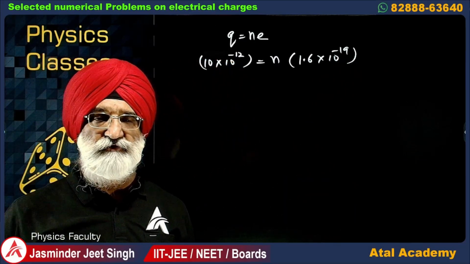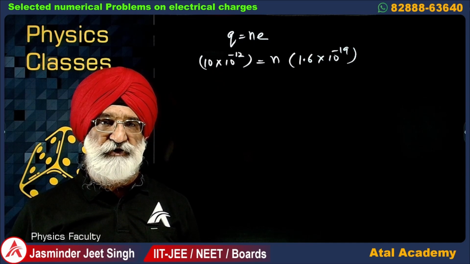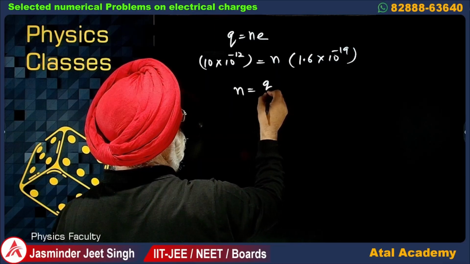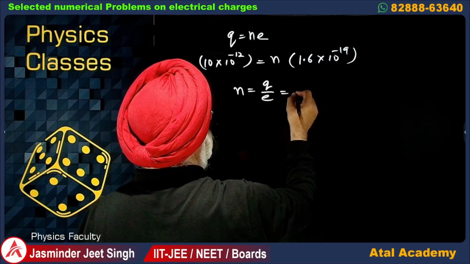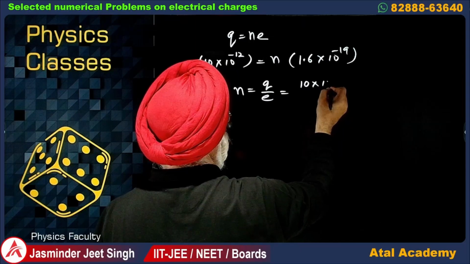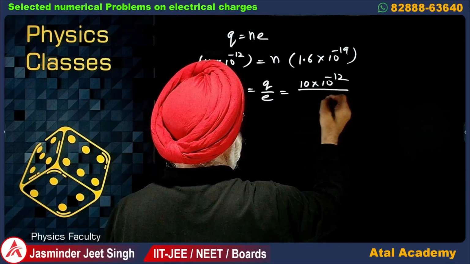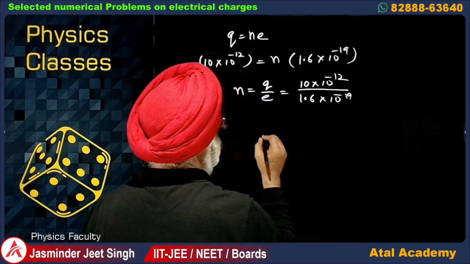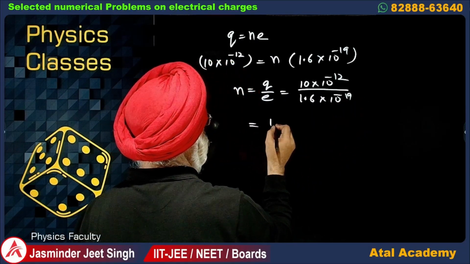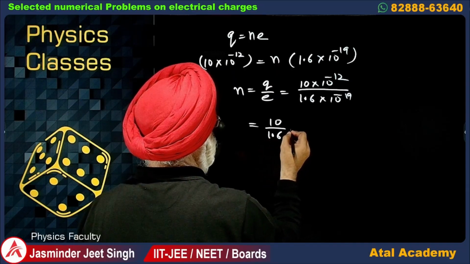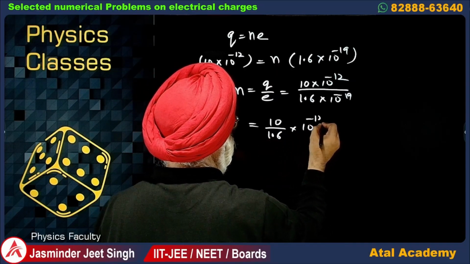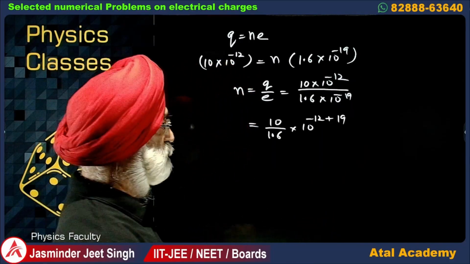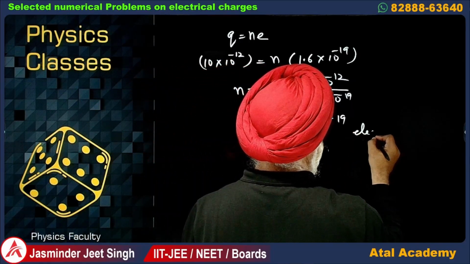Here we want to find out the value for N, the number of electrons which are to be removed. N by cross multiplication will become Q upon E. Q is 10 into 10 to the power of minus 12 upon E is 1.6 into 10 to the power of minus 19 coulombs. Here if you solve it, it will be 10 upon 1.6 into 10 to the power of minus 12 plus 19 electrons. These are the number of electrons which are to be removed from the body.